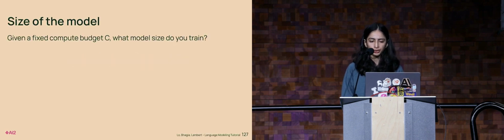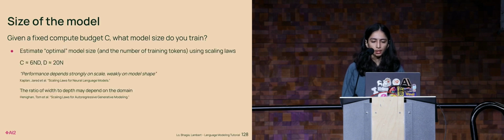But actually, before we get to configurations, let's ask a more basic question. Say you have a fixed compute budget. What model size do you train on, and how long do you train it for? The scaling laws literature suggests that for a given compute budget, there is an optimal model size and number of training tokens, and that the number of training tokens should also scale linearly with the model size. The Chinchilla paper here provides some approximations, and based on these approximations, you can come up with a model size.